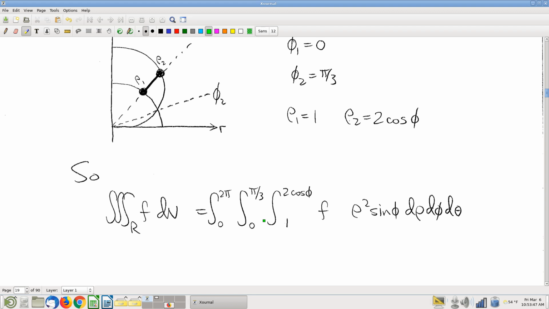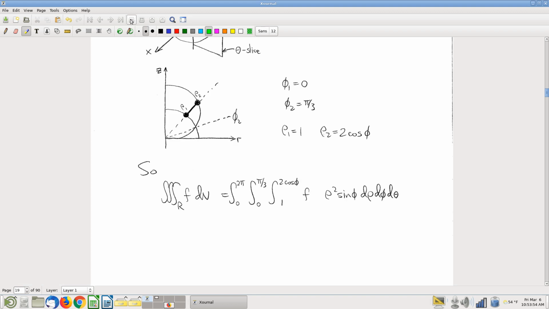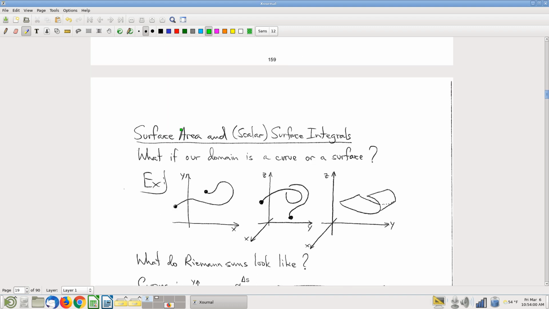So that's integrals in spherical coordinates. There's lots of examples to look at. There's several in the book. There's several in the exercises. Give yourself plenty of practice on drawing these pictures and analyzing the geometry. Okay, so moving on now. New topic.